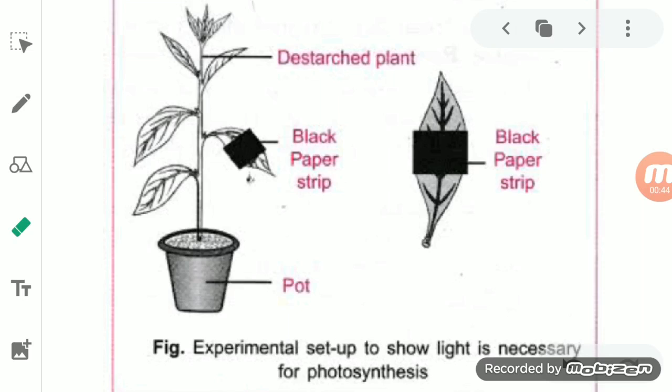We also studied that the result of photosynthesis is the release of oxygen. Okay, so plants take carbon dioxide and release oxygen, and this process of photosynthesis also forms the food of the plant, and that is glucose. Extra glucose gets stored in the form of starch.